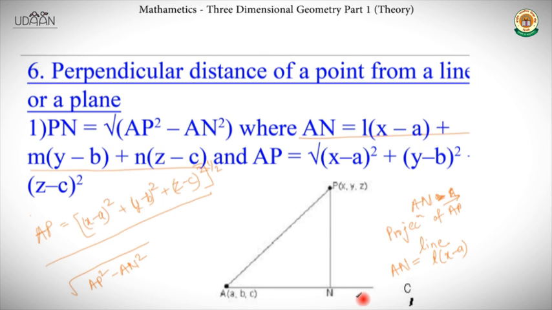As the line has direction cosines L, M and N, and the line segment AP has direction ratios x minus a, y minus b, z minus c, the length of AN directly comes out as AN equal to L into x minus a plus M into y minus b plus N into z minus c. We have 3 points. We get this length from the projection, this length from the distance formula, so we will get this length from the Pythagoras theorem.